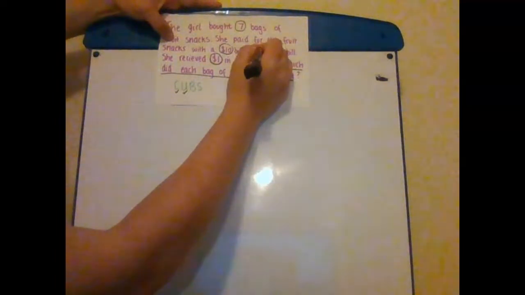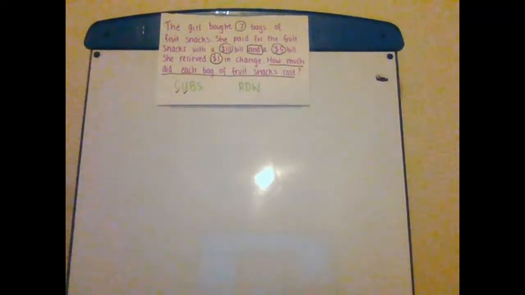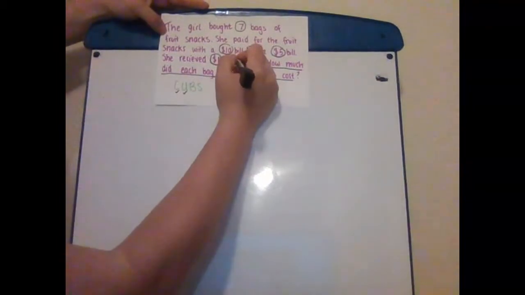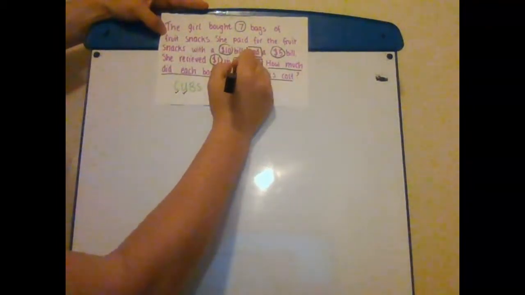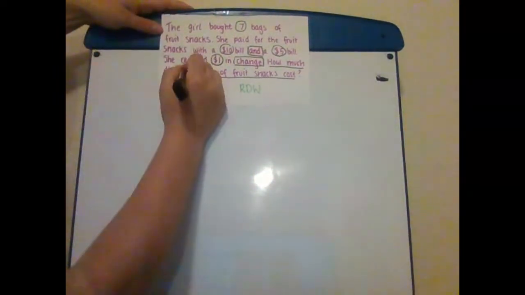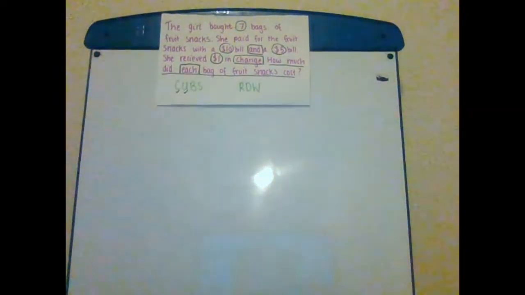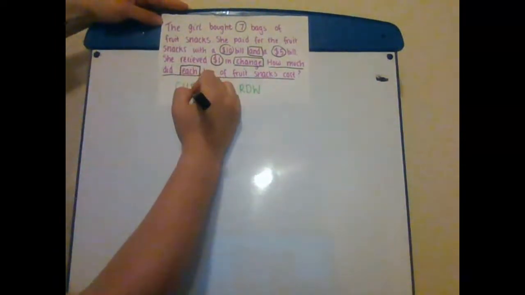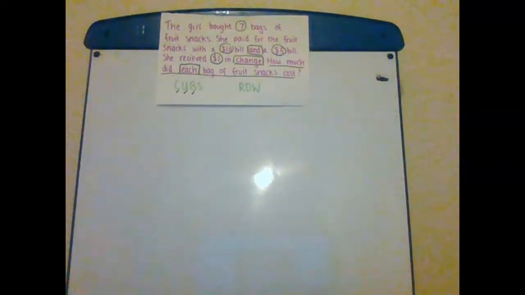Now I'm going to box the key words. The girl bought 7 bags of fruit snacks. She paid for the fruit snacks with a $10 bill and a $5 bill. She handed both a $10 and a $5 bill over. She received $1 in change. Okay, she got $1 back from the amount she gave when she was purchasing them. And how much did each bag of fruit snacks cost? Okay, so I boxed the keywords. Now it's time for me to solve.